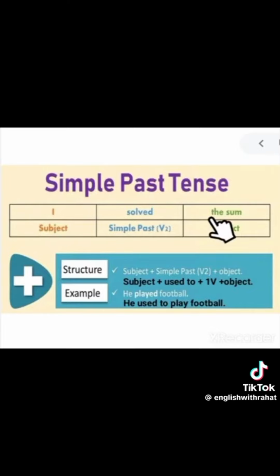I solve the sum. That is an example of simple past tense in which I is a subject, solve is a second form of verb, and the sum is an object.